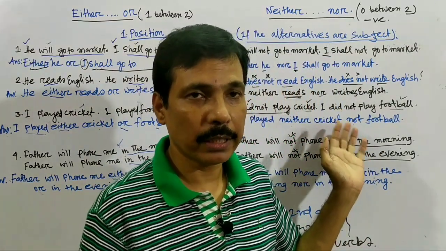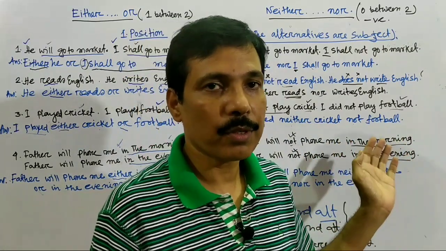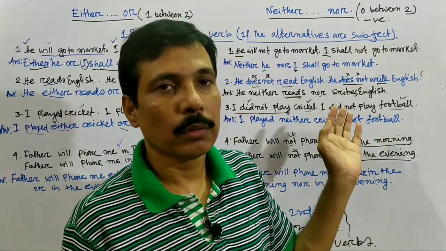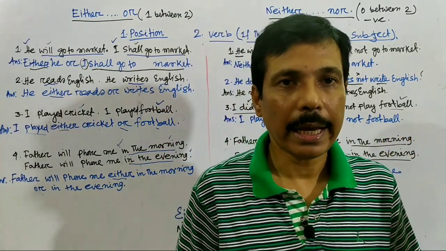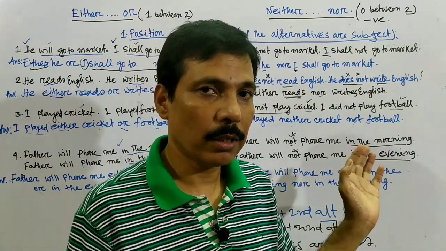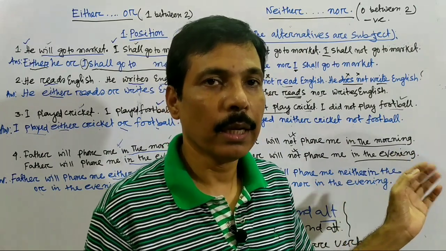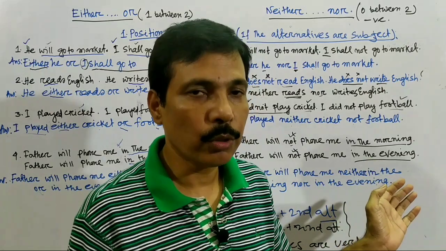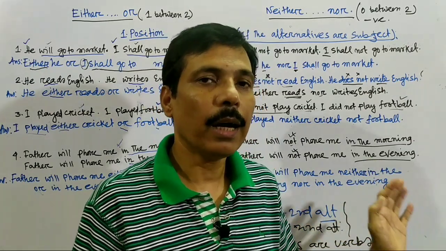In respect of neither nor, as not will not be there in the answer, not comes with an auxiliary verb. If you find do not, you omit do not and nothing will be added to the verb. If you find does not, you omit does not and just put s or es after the verb. If you find did not, you omit did not and just put the past form of the verb. That will be the answer.